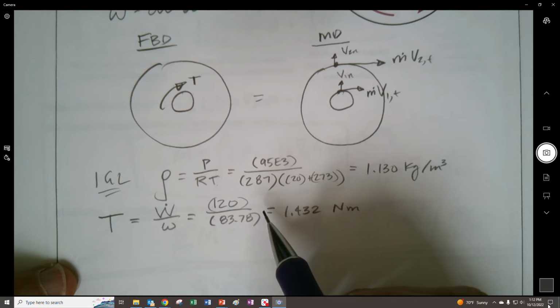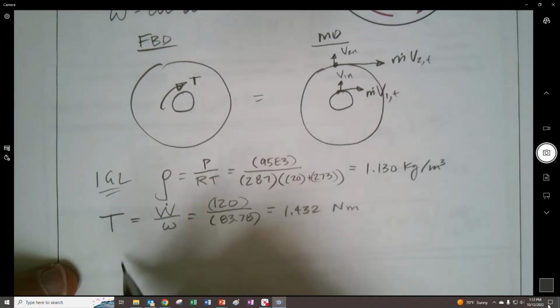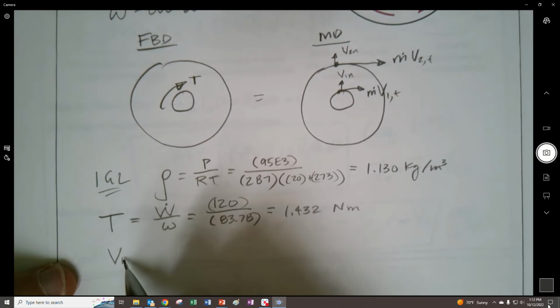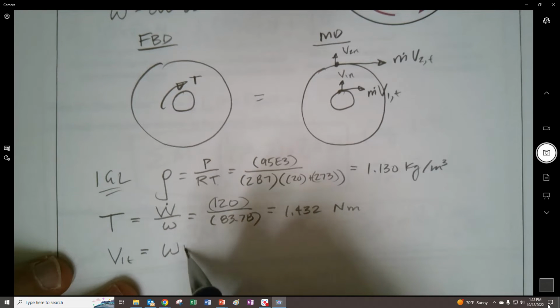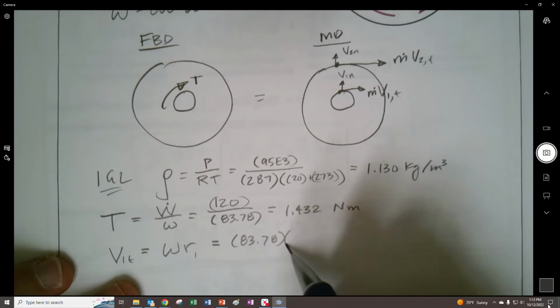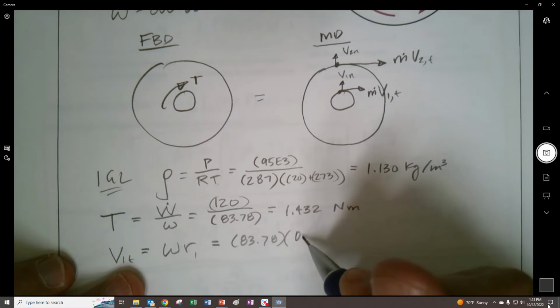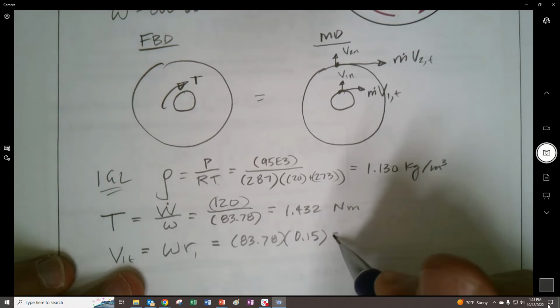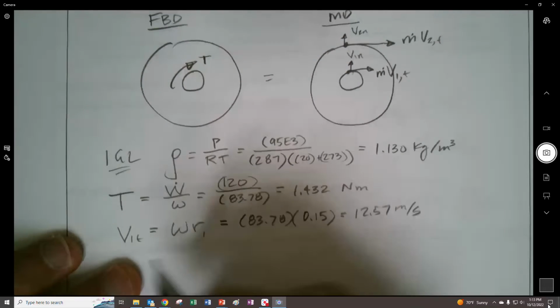So the velocities that we're going to have, they told us. V1t is going to be equal to omega R1, or 83.78, and the inside radius is going to be, this is 1, so it's going to be 15 centimeters, or 0.15 meters, and 12.57 meters per second.